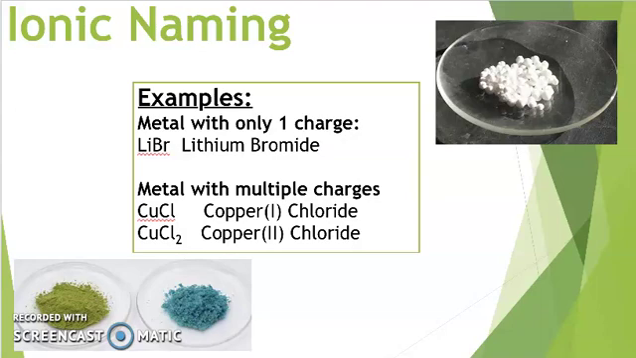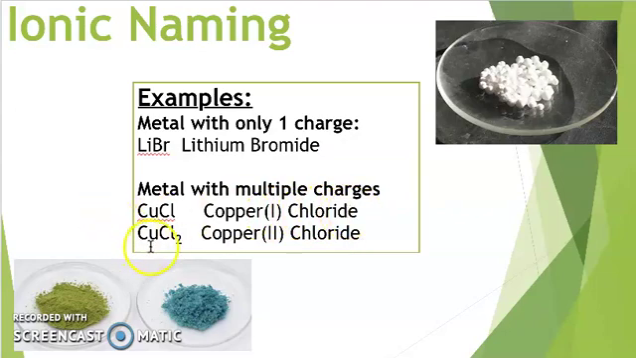If you have a metal with multiple charges, for example, if I had CuCl, this is copper. I don't always know the charge of copper, or Cu, but I can look at chlorine, and I have one chlorine. Chlorine is a -1 charge, and there's only one of each, so to have an overall net charge of 0, that must mean copper is also a +1 charge. So I would put copper, Roman numeral 1, chloride, switching the ending of chlorine to ide.